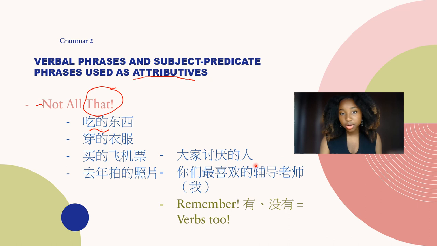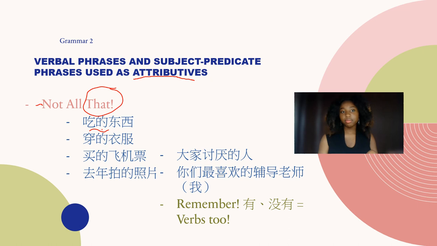你们最喜欢, you all, 最 the most, 喜欢 like. So even here we can see that 最喜欢 is a verb, to like the most, but that's where we talk about how in Chinese things are so flexible and able to move around, because this whole thing becomes an attributive. It's not an adjective, but it's a whole phrase to describe 辅导老师, which then operates like an adjective in English. So yeah, we love that.